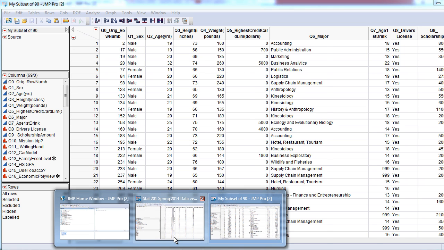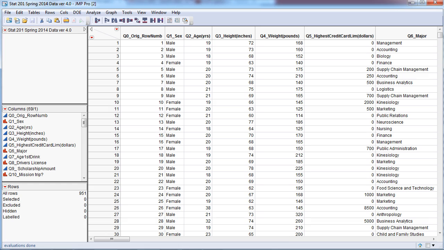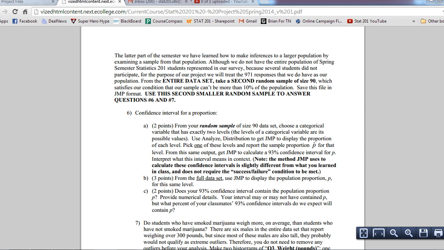So we have two data sets. Our data set of 951, denoted down here. Let's push this in a little bit more. There we go. And then we have our data set of 90. You can see how many there are and which data set you're using right down here in the bottom.